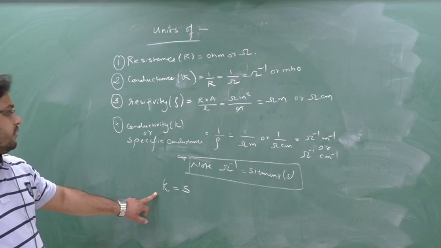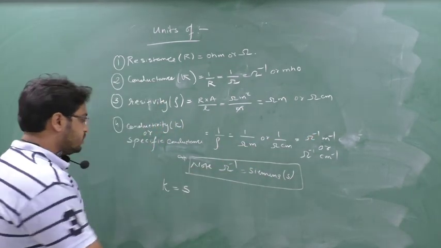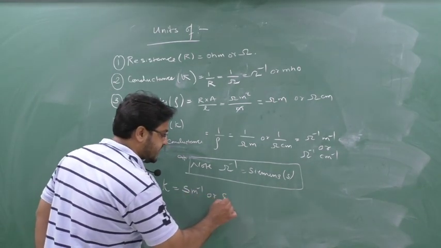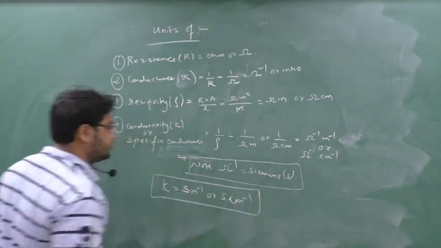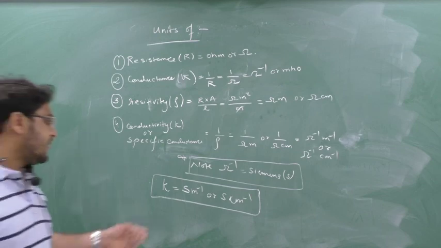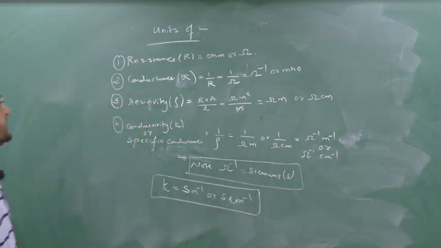So K will be equal to ohm inverse, meter inverse, but ohm inverse is Siemens. So K unit will be Siemens per meter, or if I take in centimeters, the answer will be Siemens per centimeter. So these are the units of K: Siemens per meter and Siemens per centimeter. So Siemens means inverse of ohm. Inverse of ohm we say is Siemens. Please remember this. Write down.